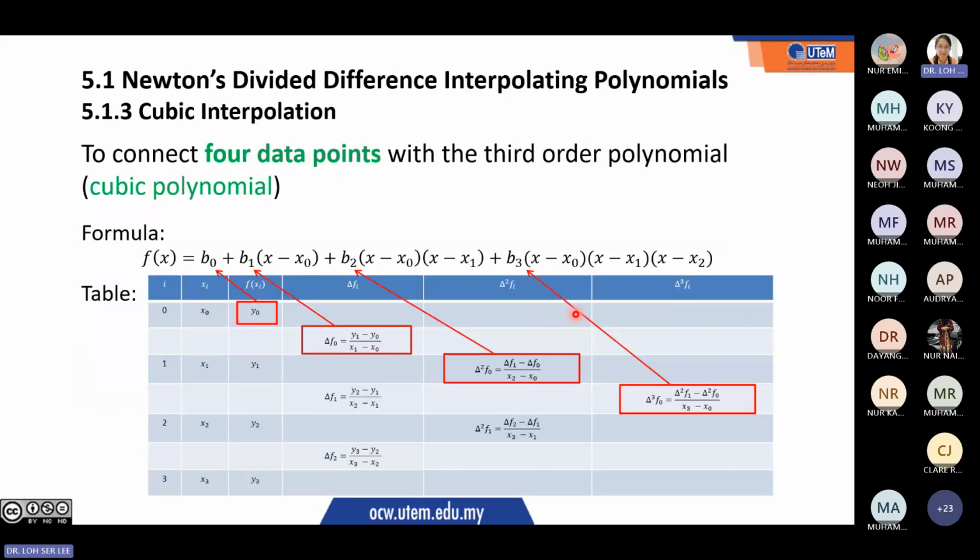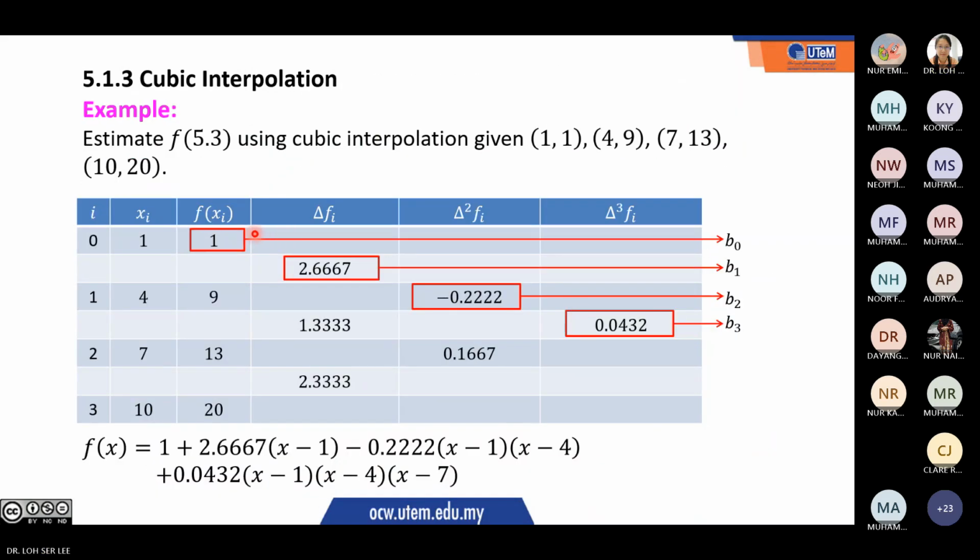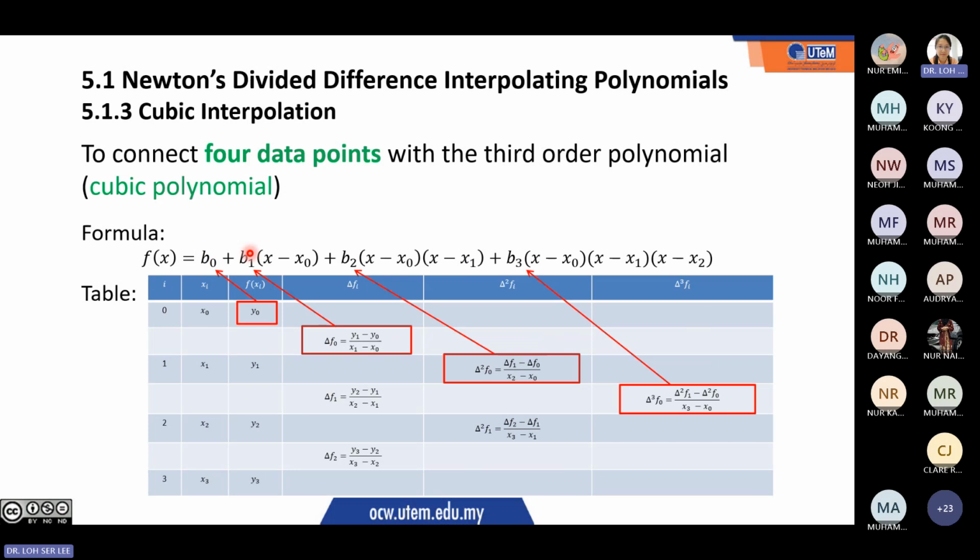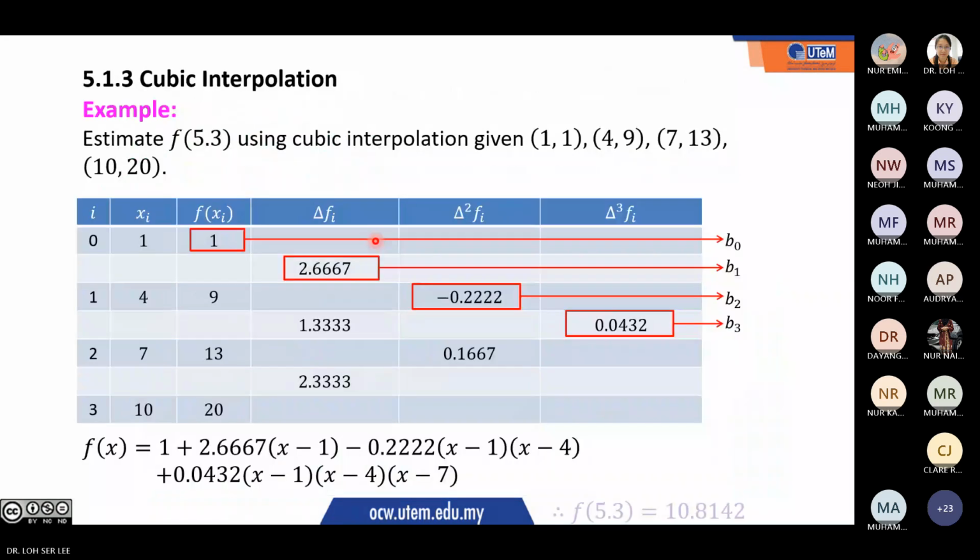You have the formula of this one, right? b0, b1, b2, b3. Substitute all the b here, and your x0, x1, x2. Here, this is your x0, x1, x2. You substitute all this into the formula just now, you will get this polynomial function. And finally, substitute all x by 5.3. Then you will get the estimation.